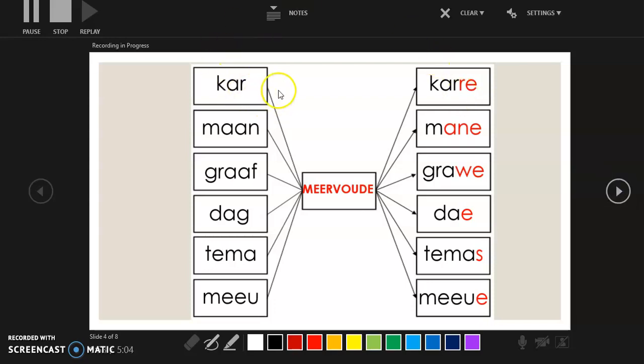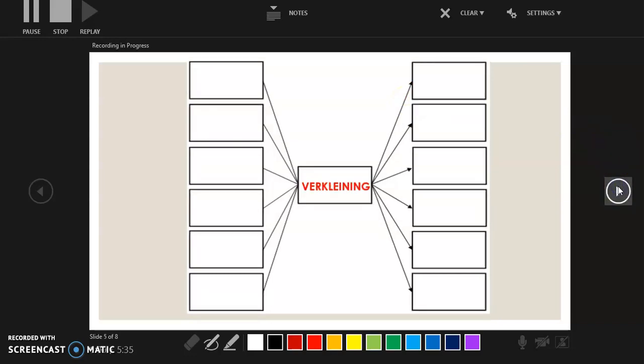So al hierdie woorde aan die linkerkant is selfstandige naamwoorde. En hulle is in hulle enkelvoud. So these words are all nouns and they are in the singular form. So all of these nouns can be changed into the plural form. And there are certain rules that you need to follow to change a word from the singular to the plural. But I'll show you that on a slide later on. Alright, now let's look at our very next slide.